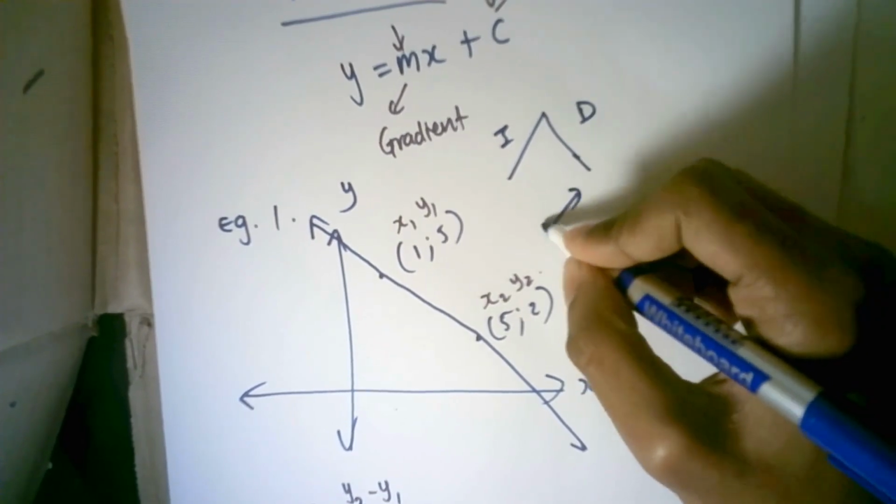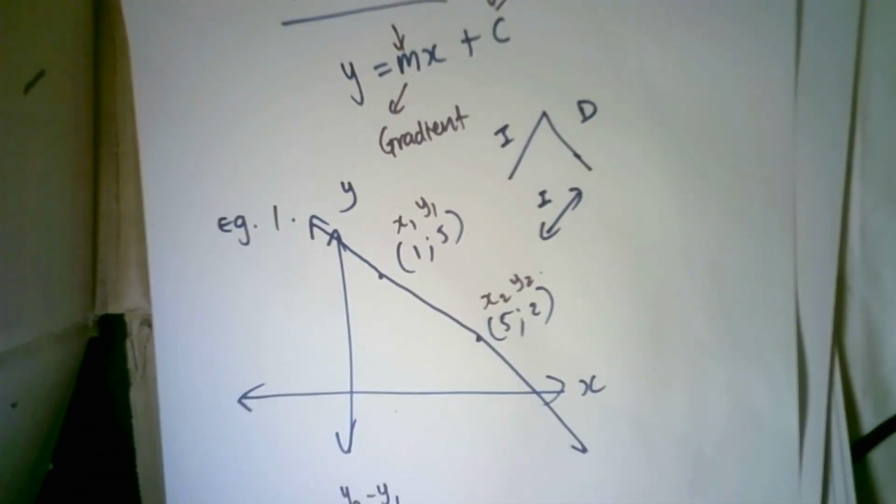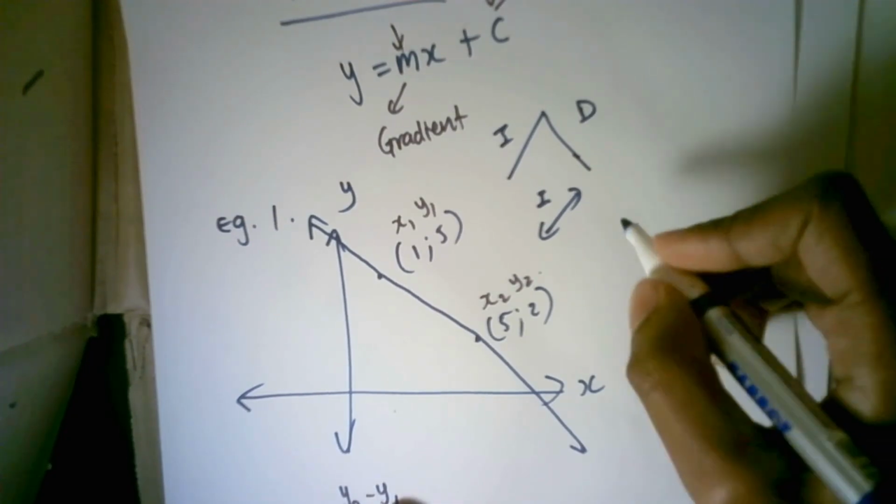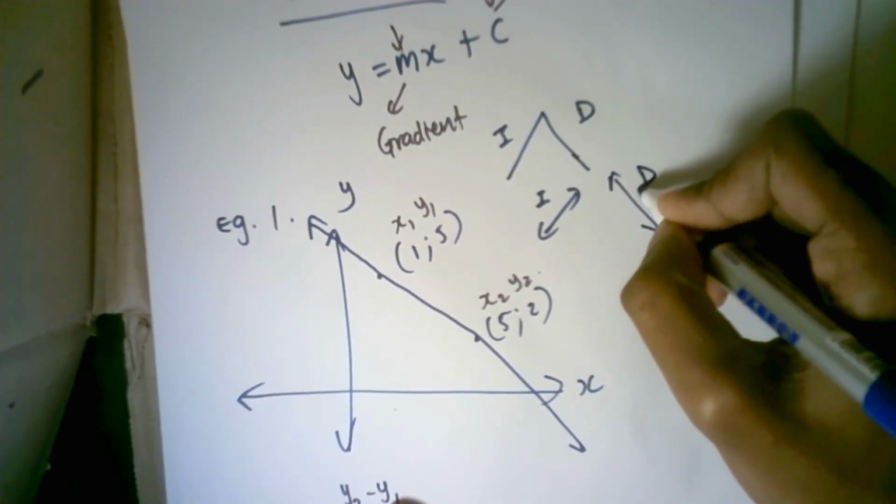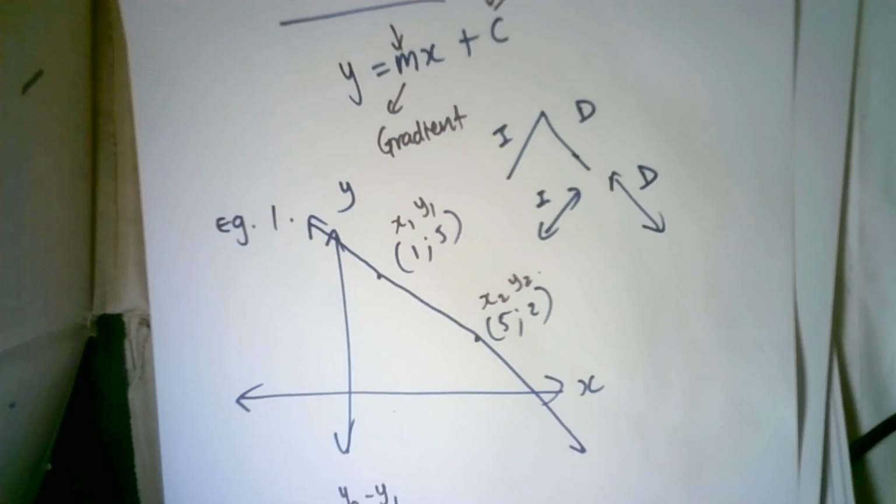So a graph that looks something like this is an increasing graph, right? As the x values increase, the y values increase as well. Whereas a graph that looks something like this is a decreasing graph, meaning that as the x values increase, the y values decrease as well.